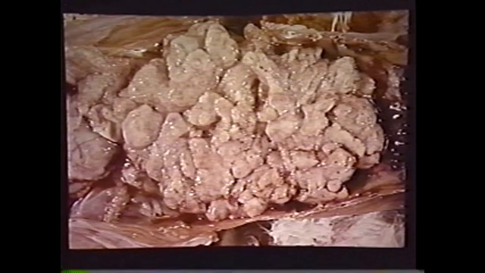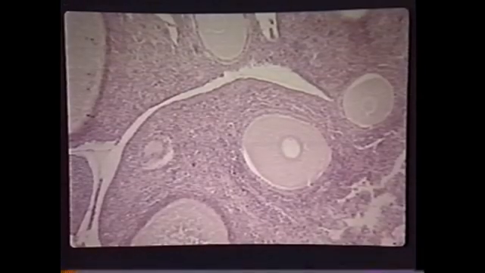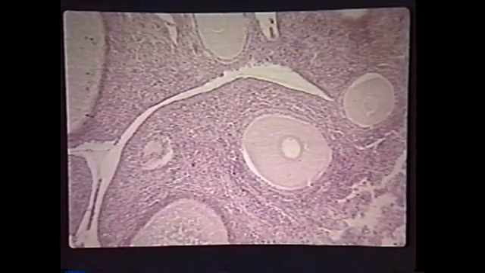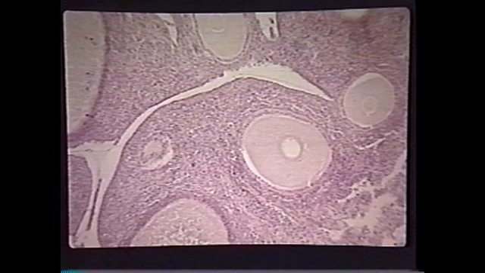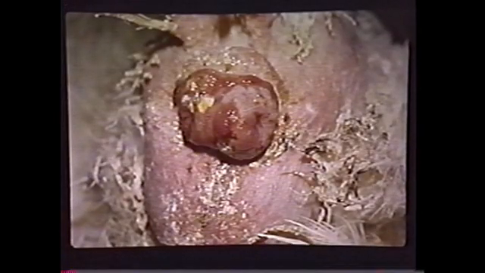Here is the ovary of a mature hen. The ovary looks like cauliflower, and that is a characteristic appearance of Marek's disease. Histologically, you will see lymphocytic infiltration between the ovarian follicles, more or less characteristic for Marek's disease. We talked about Marek's disease before.